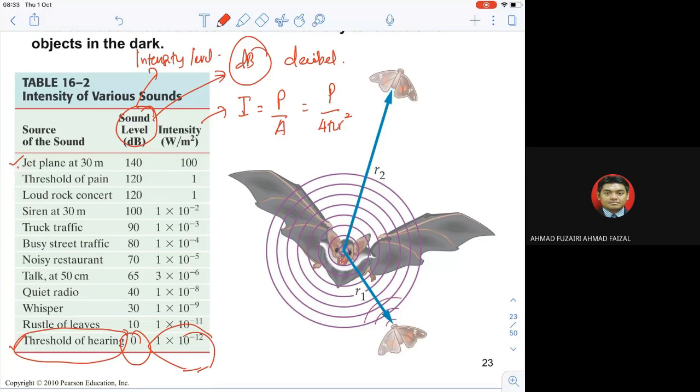They are not questioning you about what the value of the threshold of hearing is. No, what is the intensity value of the threshold of hearing? They will use the threshold of hearing to find the intensity level. Afterward I'll show you.